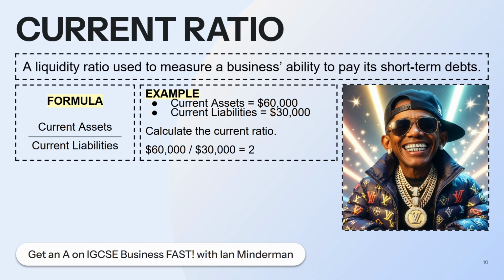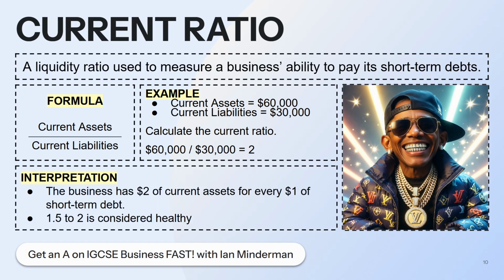That's the answer, 2. So what does this mean? How do we interpret this? The business has $2 of current assets for every $1 of short-term debt. So that's a good current ratio. A current ratio of 1.5 to 2 is considered healthy. That's desirable. That's how you should interpret the current ratio value.